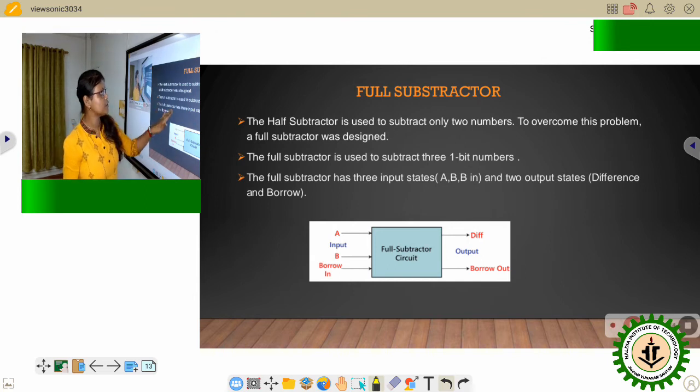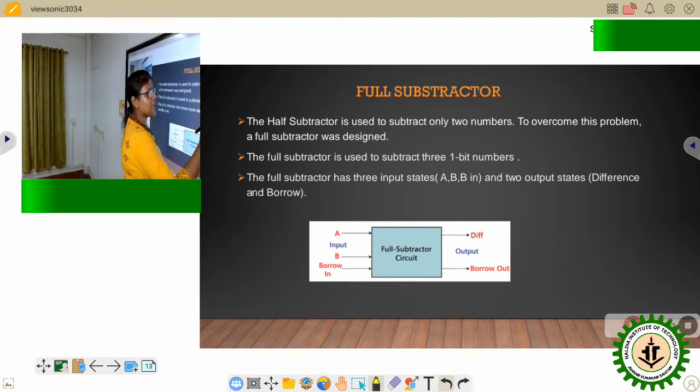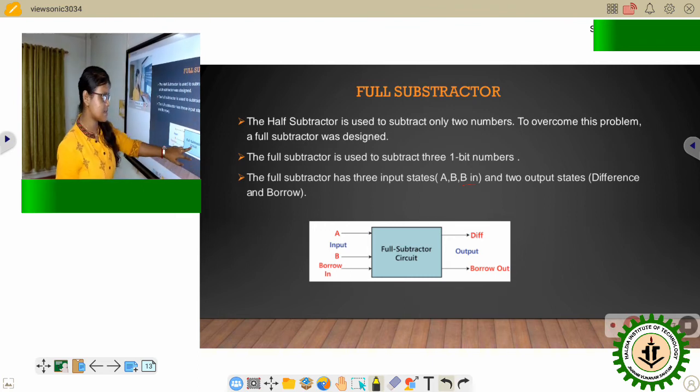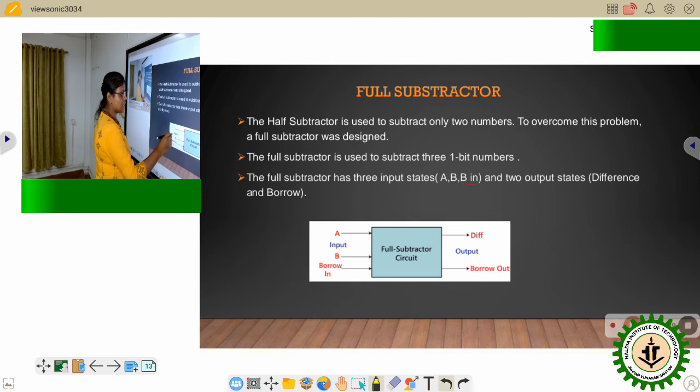Here the full subtractor has three inputs and two outputs. The three inputs are A, B and borrow in, and the outputs are difference and borrow. So this is the full subtractor circuit. Here we give the inputs A, B and B in, that is borrow in, and we get the outputs difference and borrow out.